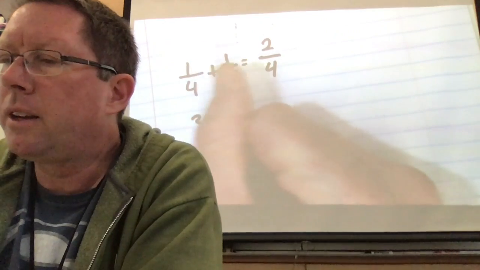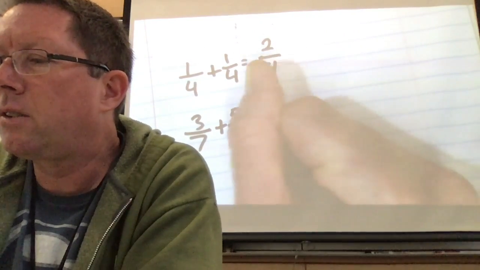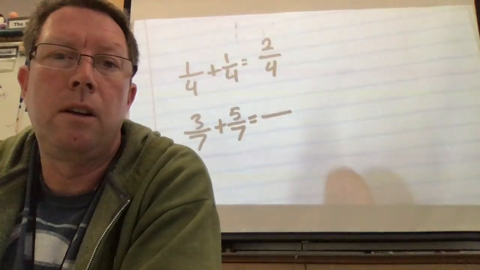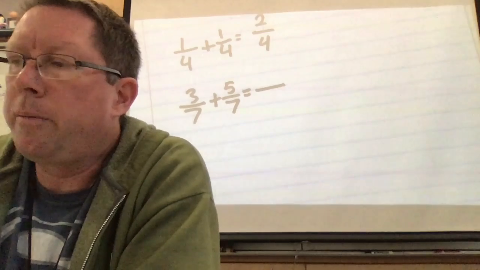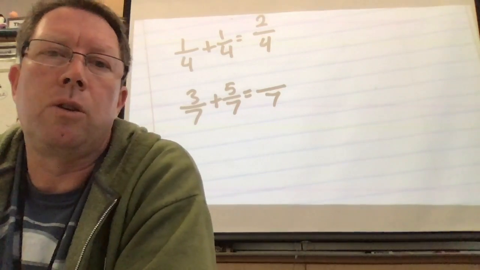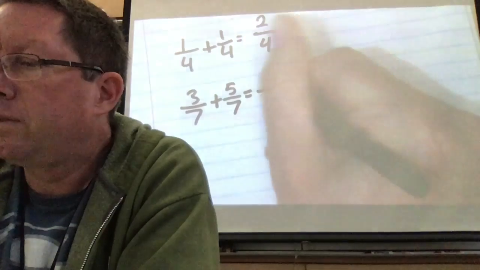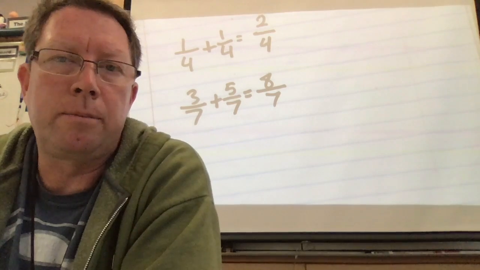If I had 3/7 plus 5/7, you're basically adding the top numbers. The bottom number will stay the same. So you already have half your answer. So 3 plus 5 is 8. And we have 8/7 as our answer.